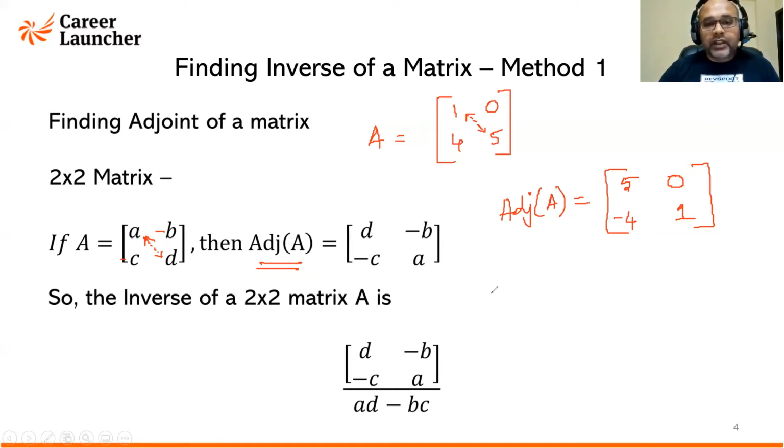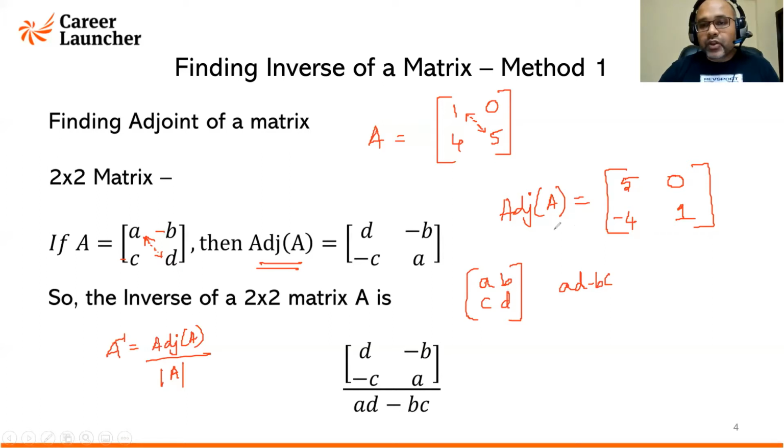So according to the formula, if you remember once again, the formula of A inverse is adjoint of A divided by determinant of A. Now, if you remember, the determinant of a 2 by 2 matrix, if you have A, B, C, D, is AD minus BC, correct? So you are supposed to find the determinant of the original matrix. So you want to find the determinant of A. It is 5 into 1, 5, minus 4 into 0, which is 0. So that is 5. So what is your A inverse?